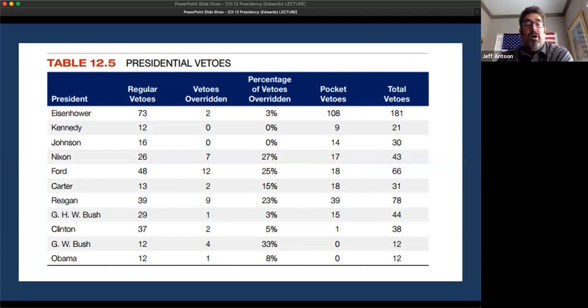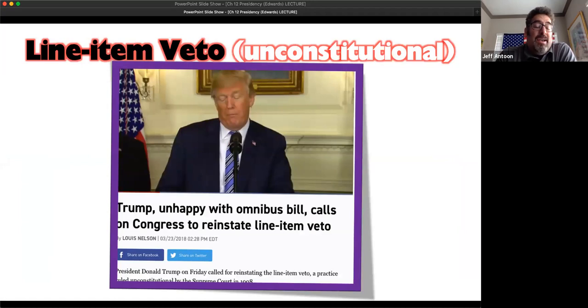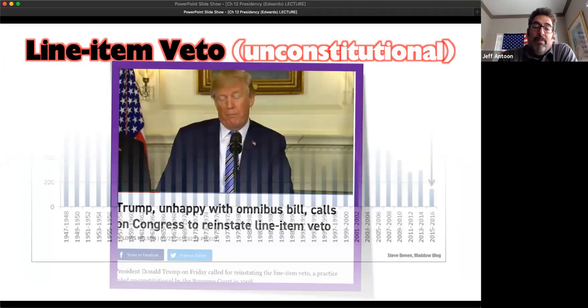Presidential vetoes. You can see Obama had 12 regular vetoes, the same as George W., and one veto was overridden. And you could see, again, the numbers are going down because we're passing less and less legislation. And Trump's numbers are there, but I don't have them off the top of my head. And then here's Trump's line item veto complaint. He's unhappy with the omnibus bill. He says Congress should reinstate the line item veto so he can have a say in it. Just a current event that happened during it.